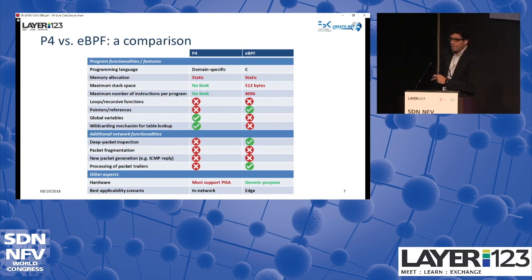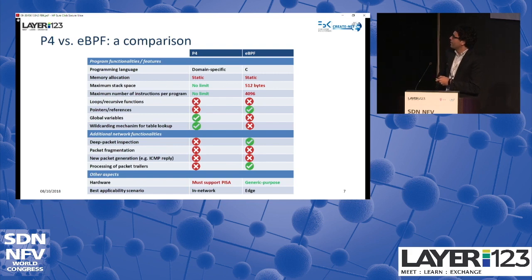Memory allocation is static in both cases, while we have some limitations in the stack space and in the number of instructions per program with eBPF, because we are constrained by the environment, which is the kernel space, while we do not have any limit for P4. Okay, we are limited by the underlying hardware, of course. Then loops and recursive functions are not possible in either case. Pointers are possible in eBPF, not in P4. Global variables and wildcarding are possible in both P4 and eBPF.